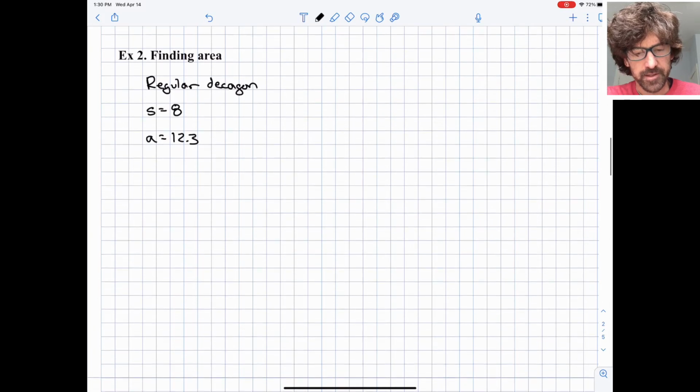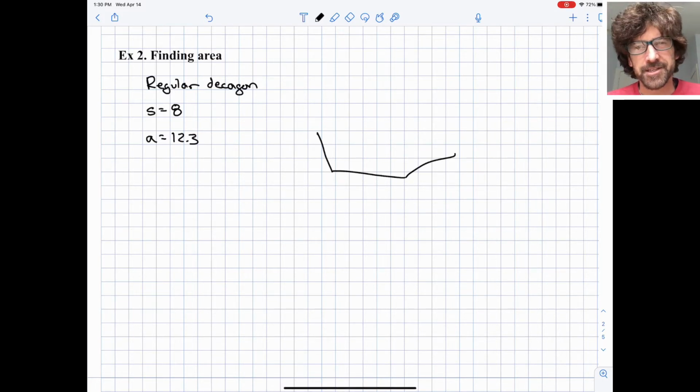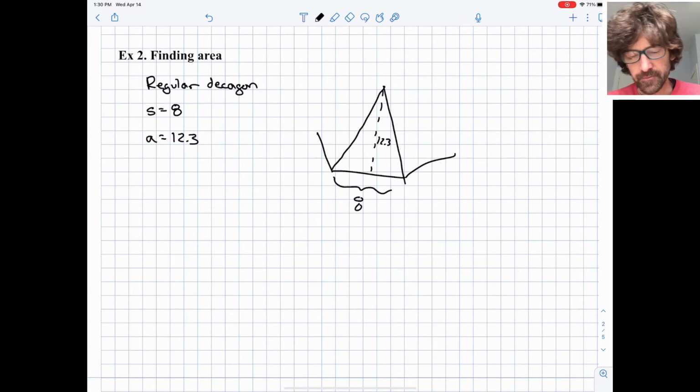Let's go ahead and apply it. So we have a regular decagon. Side length is 8, and the apothem is 12.3. You don't need to draw a picture here, although you could. Sometimes what I do is draw a rough sketch of a piece of the regular polygon, not necessarily to scale, and I get the side length as being 8 and the apothem being 12.3. No trigonometry needed, no finding angles needed here. We'll just use the formula. A decagon has 10 sides, so you need to know that.